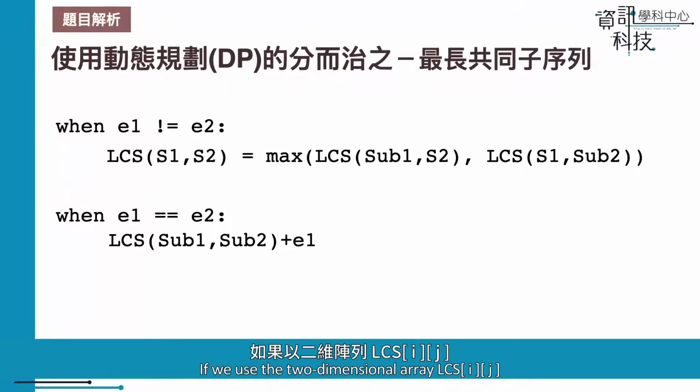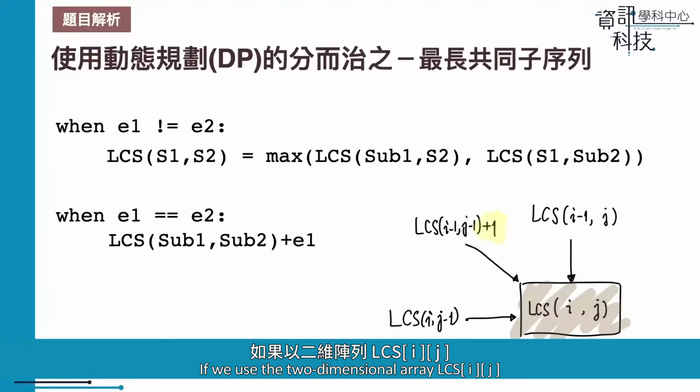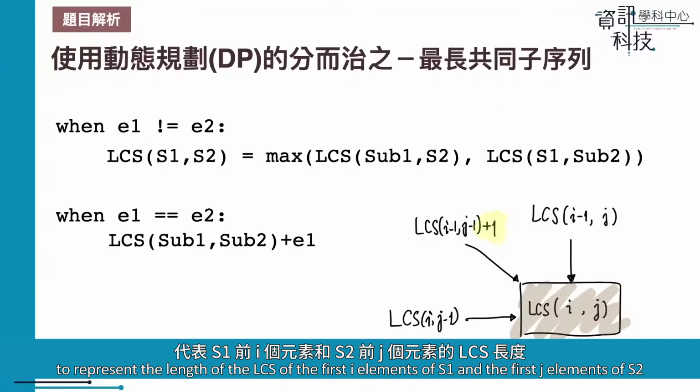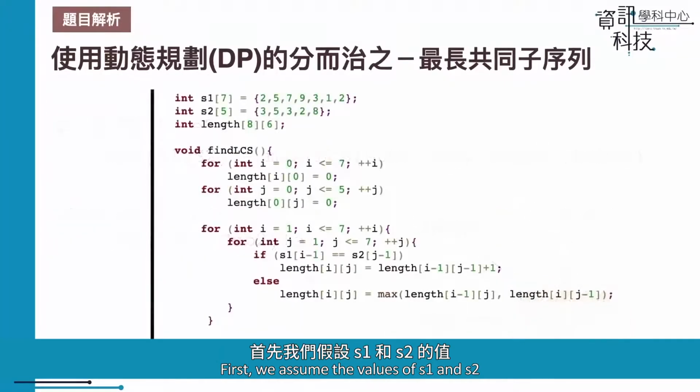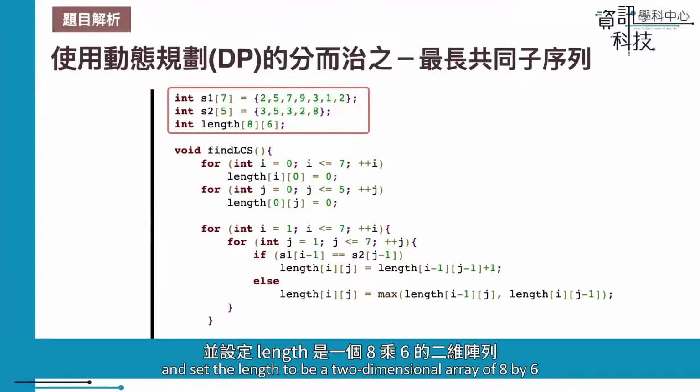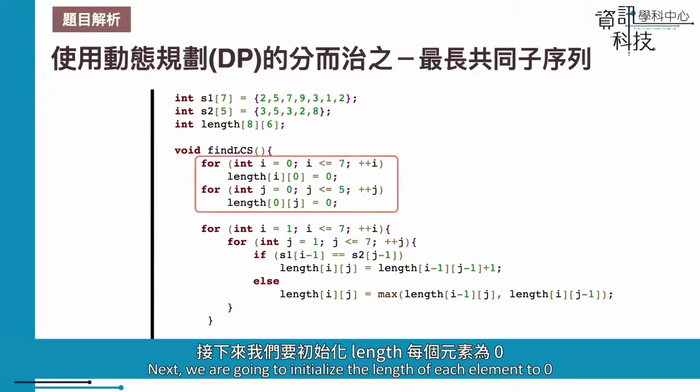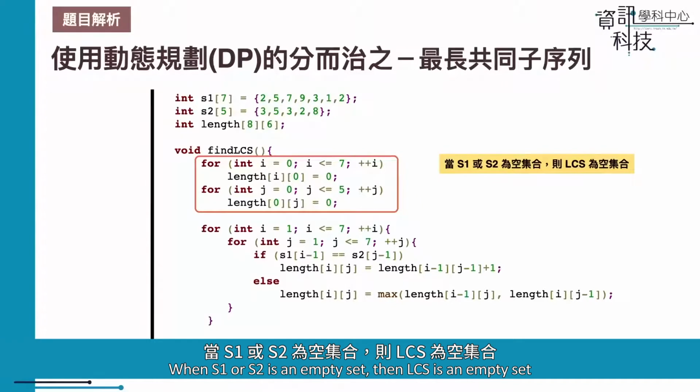If we use the two-dimensional array LCS[i][j] to represent the length of the LCS of the first i elements of S1 and the first j elements of S2, then LCS[i][j] is to find the maximum value from three directions. First, we assume the values of S1 and S2 and set the length to be a two-dimensional array of 8 by 6. Next, we are going to initialize the length of each element to 0. When S1 or S2 is an empty set, then LCS is an empty set.